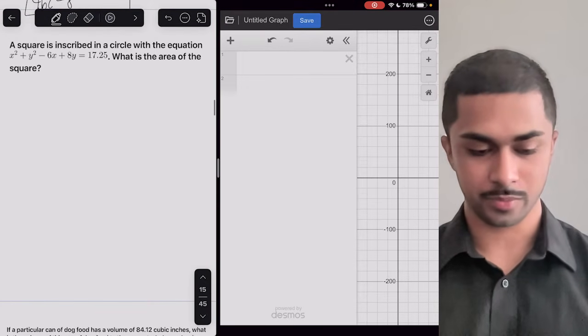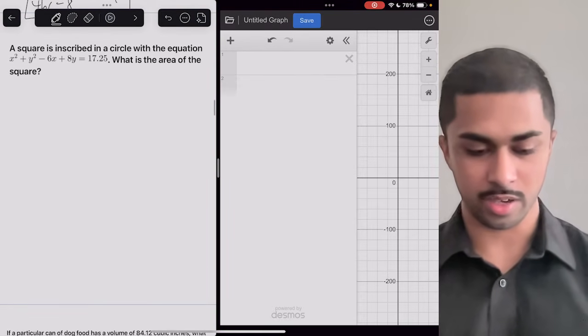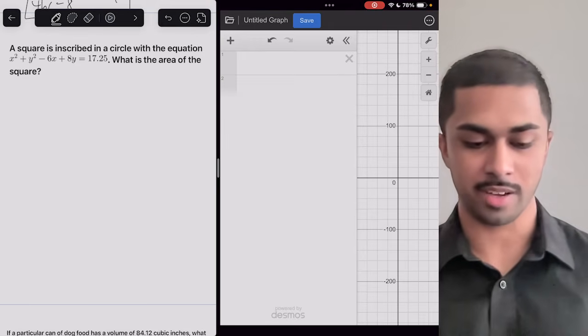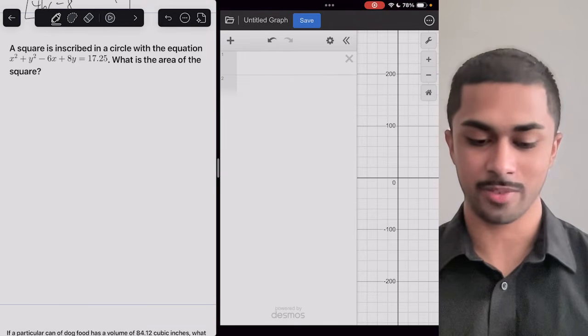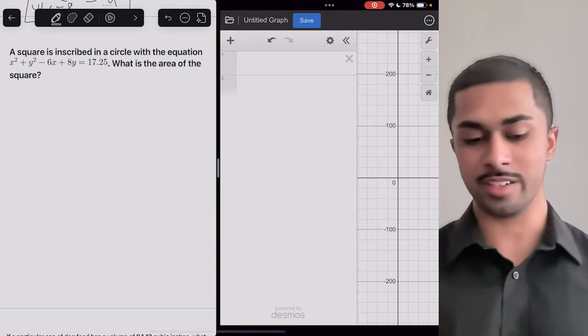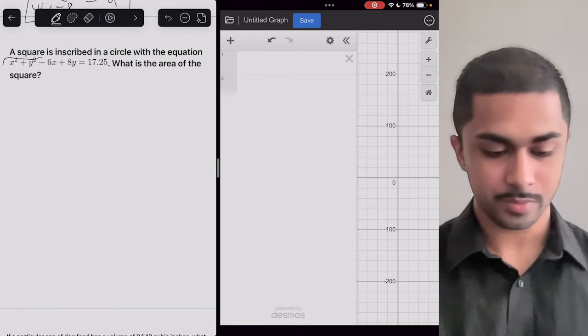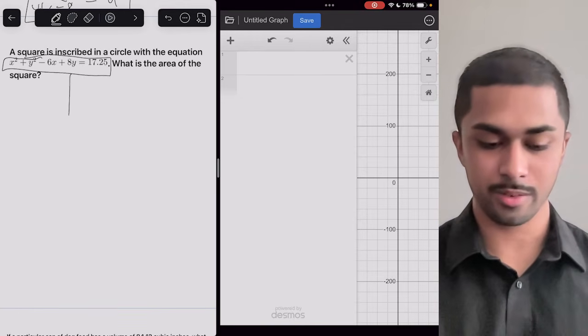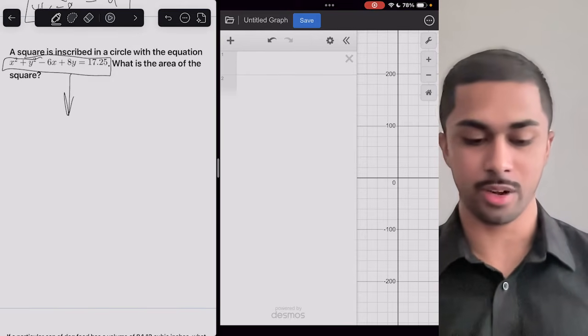Okay, let's move on. A square is inscribed in a circle with the equation x squared plus y squared minus 6x plus 8y equals 17.25. What is the area of the square? Whenever you see this on an SAT question, there's 3 points. What do I mean? This. It's the equation of a circle.